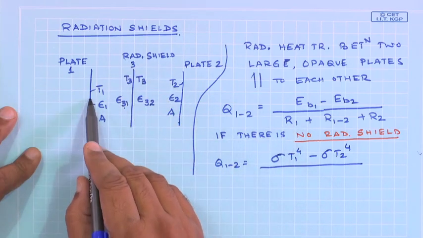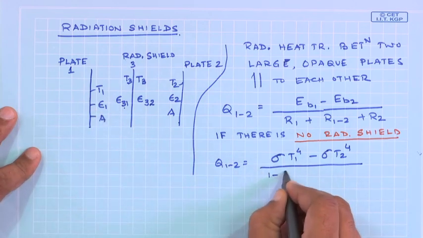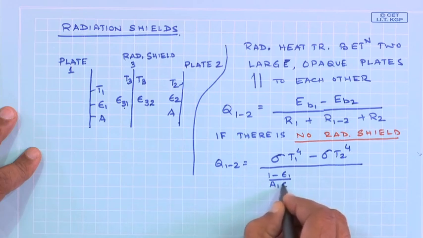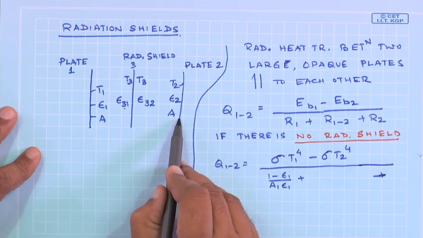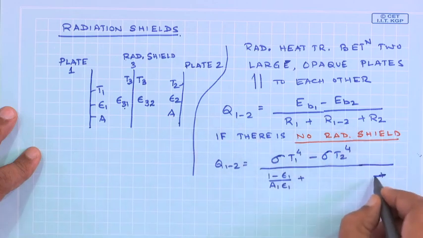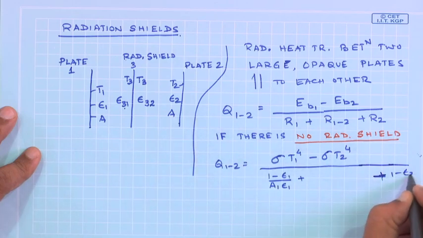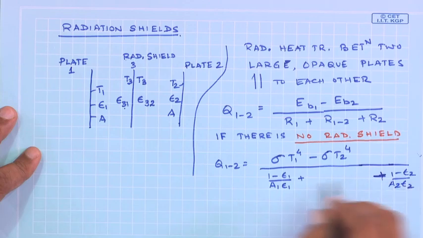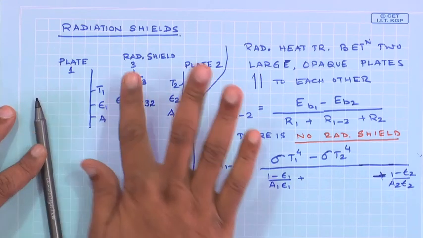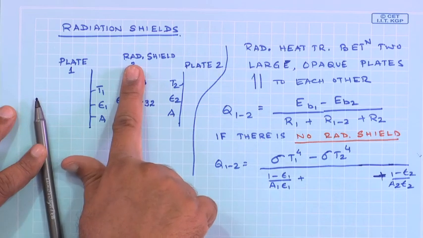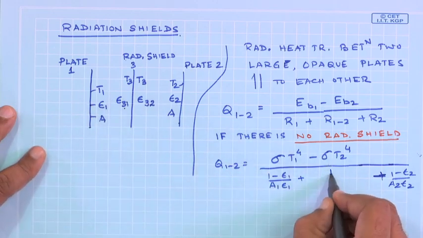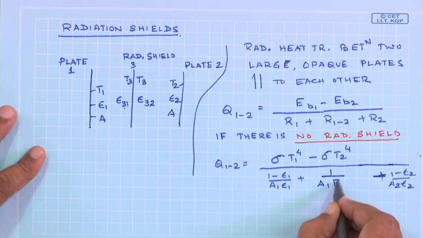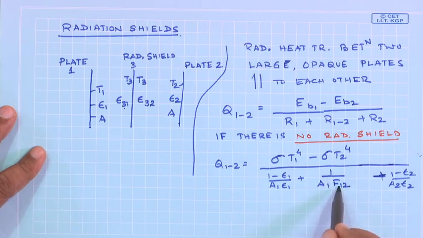The first resistance is going to be the surface resistance to radiation for surface 1, which would be 1 minus epsilon 1 by A 1 epsilon 1, and the third resistance is going to be the surface resistance of 2, which is 1 minus epsilon 2 by A 2 epsilon 2. Right now we do not have the radiation shield. So, the radiative exchange between 1 and 2, the resistance for that would be 1 by A 1 F 1 2.